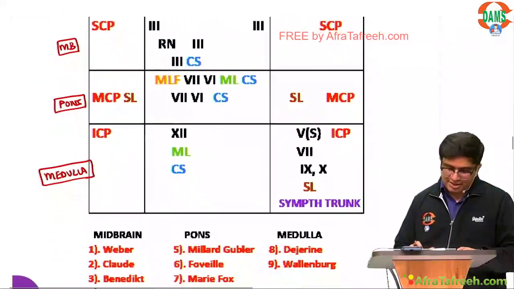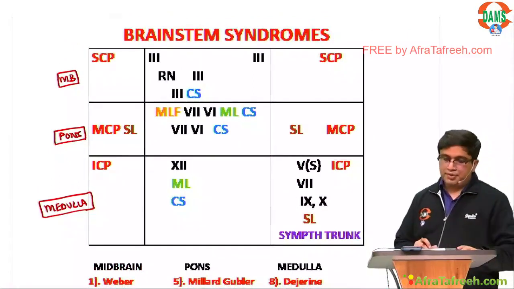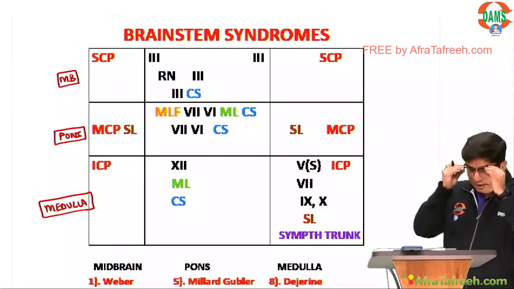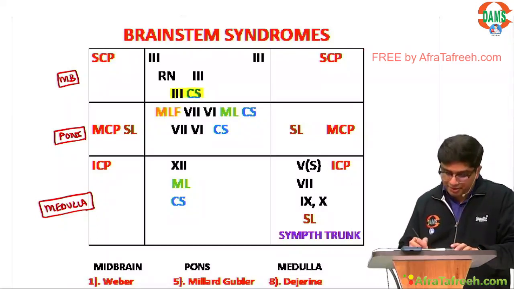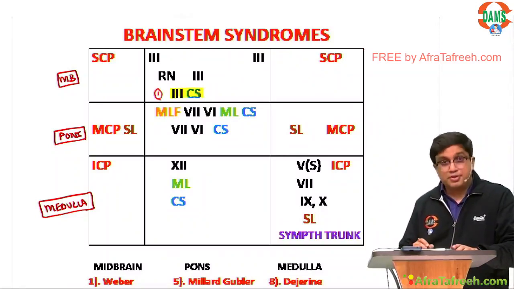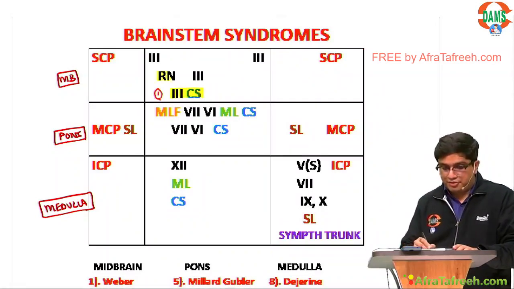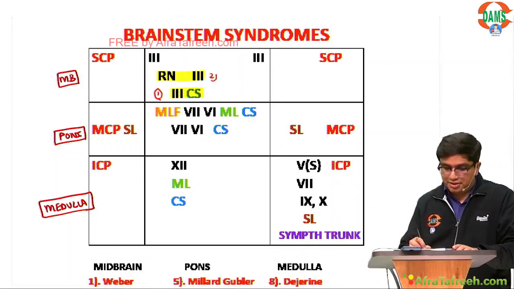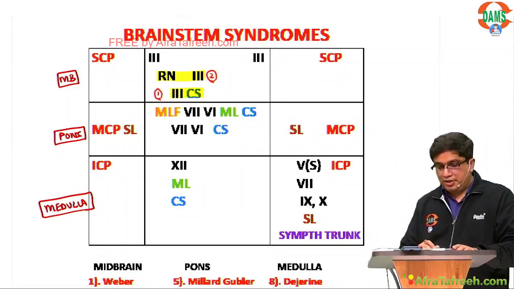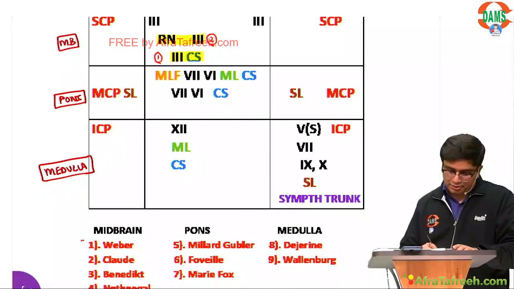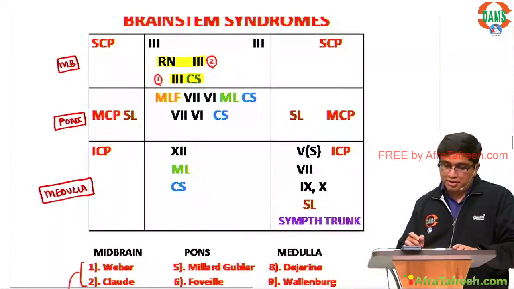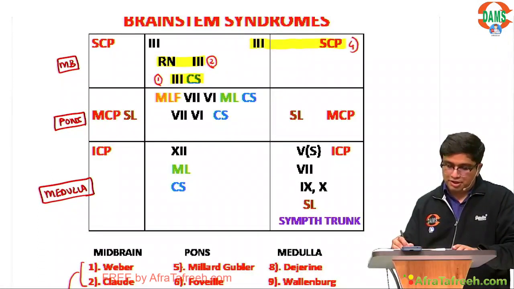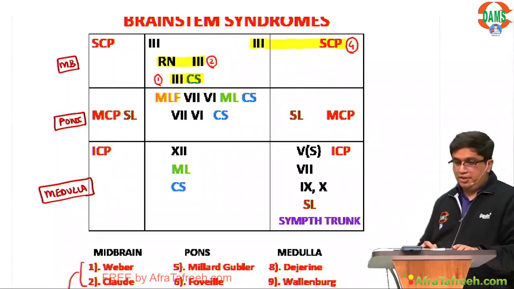LEMS is SCC, stands for small cell carcinoma every time. Let's start with the midbrain first. In the midbrain, we have the involvement of the third nerve and the corticospinal tract. That is number 1 by the listing, the Weber syndrome. If you have the involvement of the red nucleus with the third nerve, the next one in the line is Claude syndrome. If you have 1 and 2 together, that is number 3, the Benedict syndrome. And if you have the involvement of the third nerve and the superior cerebellar peduncle, that's number 4, Nothnagel syndrome. Okay, simple.